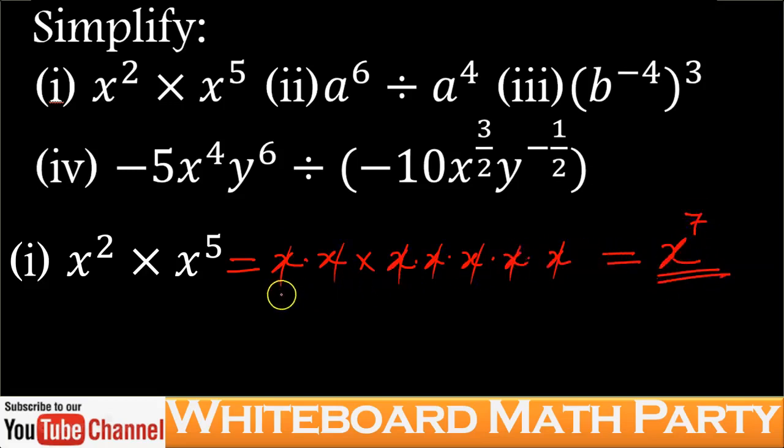Another simple way to do it to make your work easy instead of counting is to simply say, since the bases are the same, x, I take it out, x.